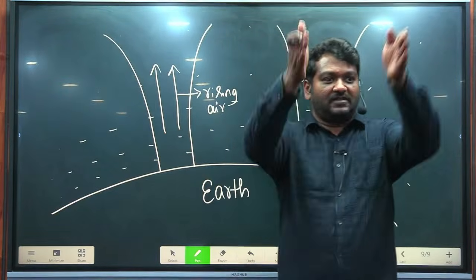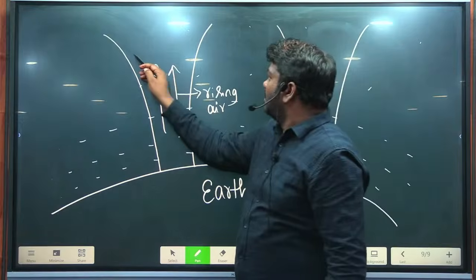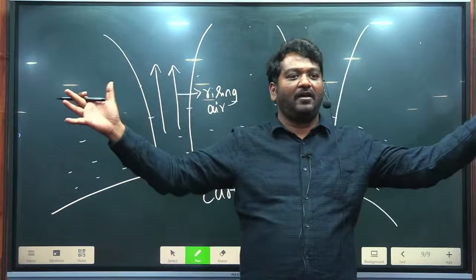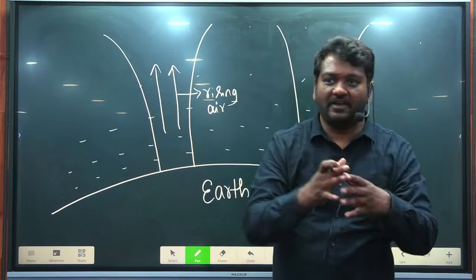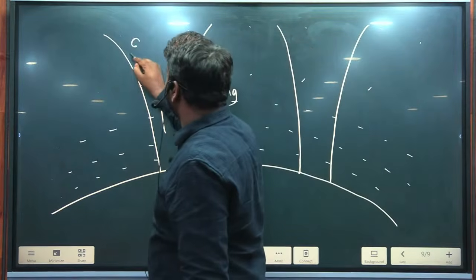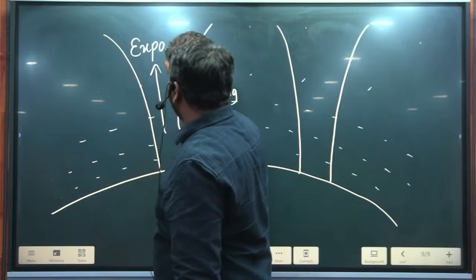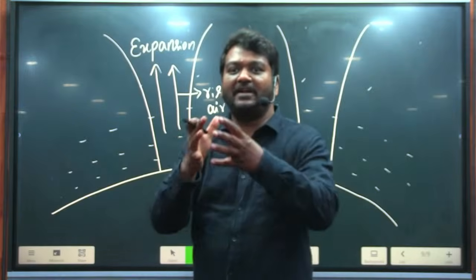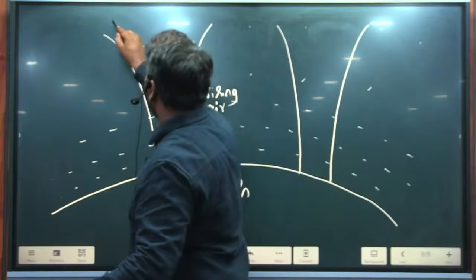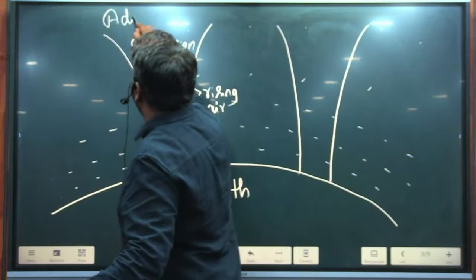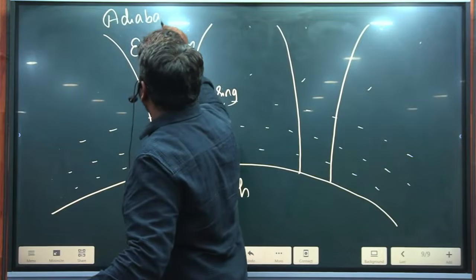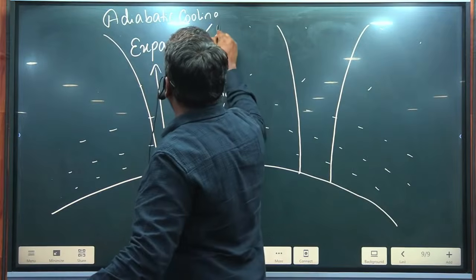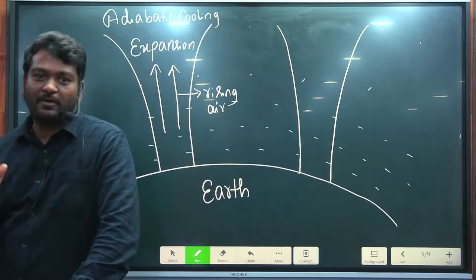If air rises, can we say space is more? Will air expand or will it contract? Expand. So here what is going to happen? Expansion. Correct guys? The moment expansion occurs, what is it called? Adiabatic cooling. Now think about this.